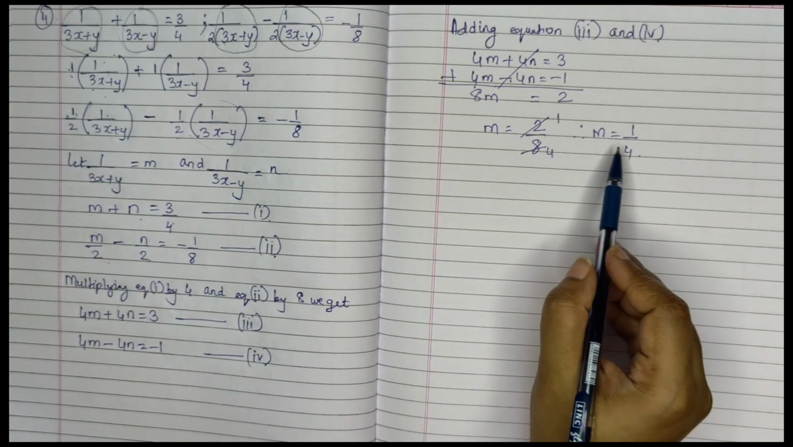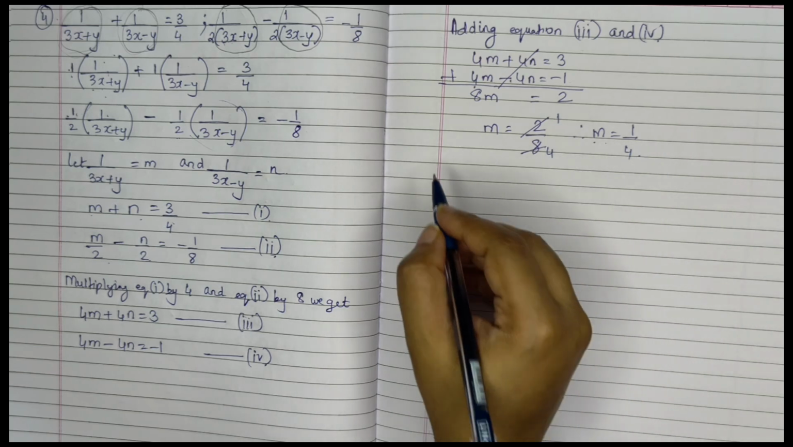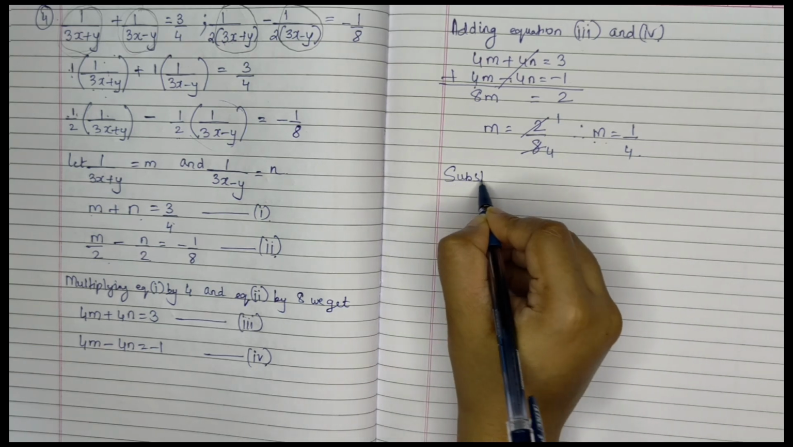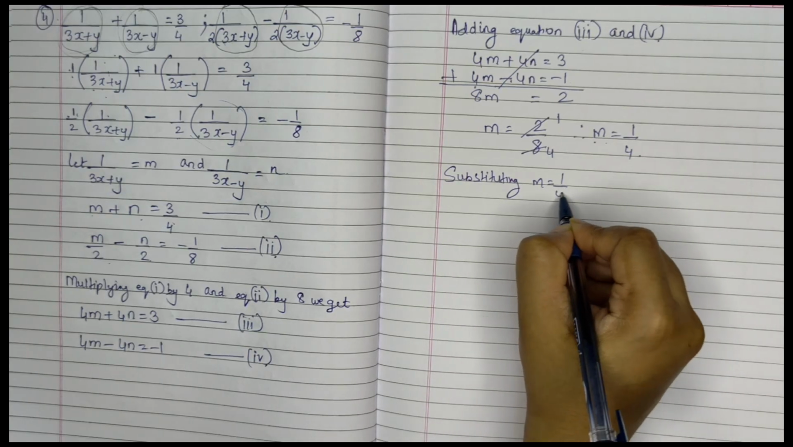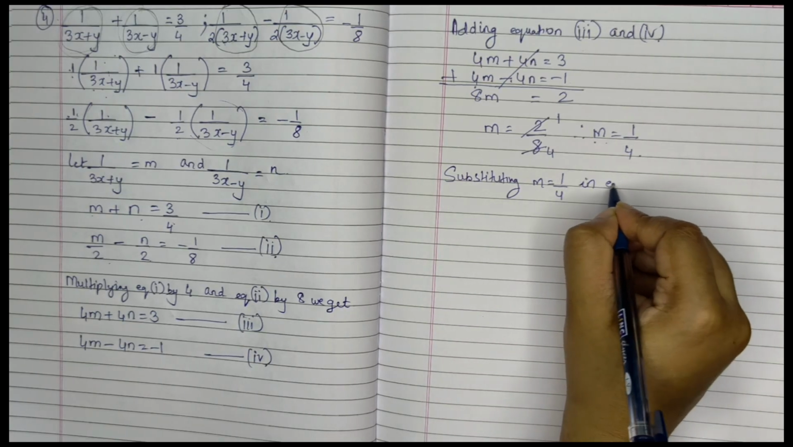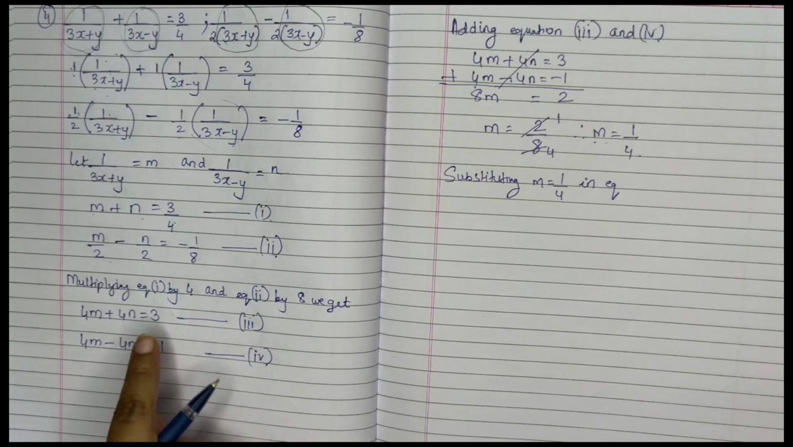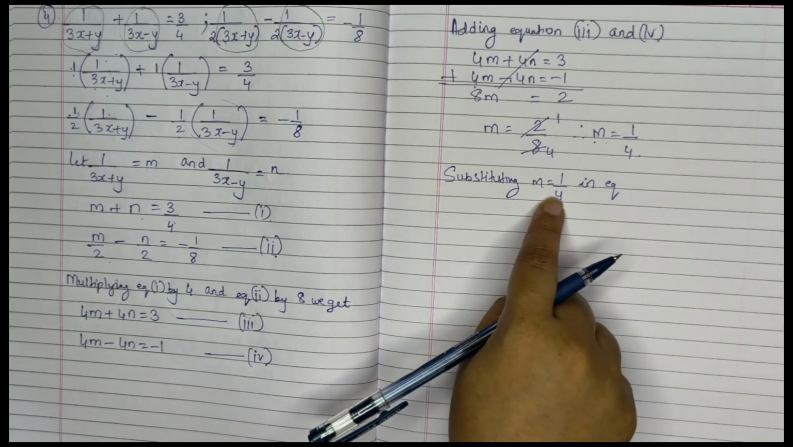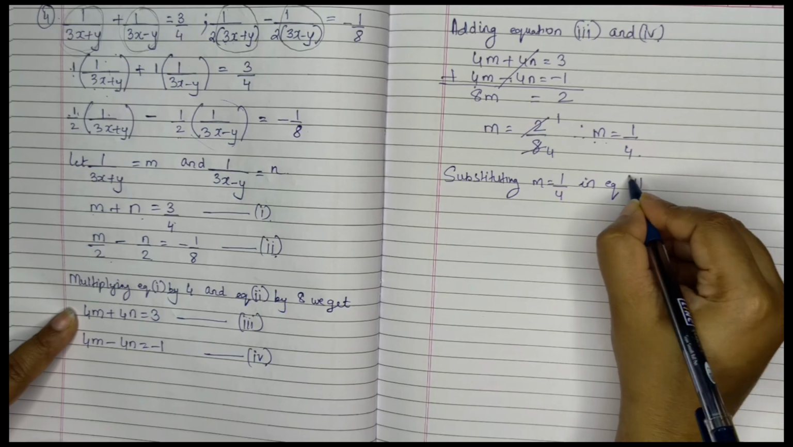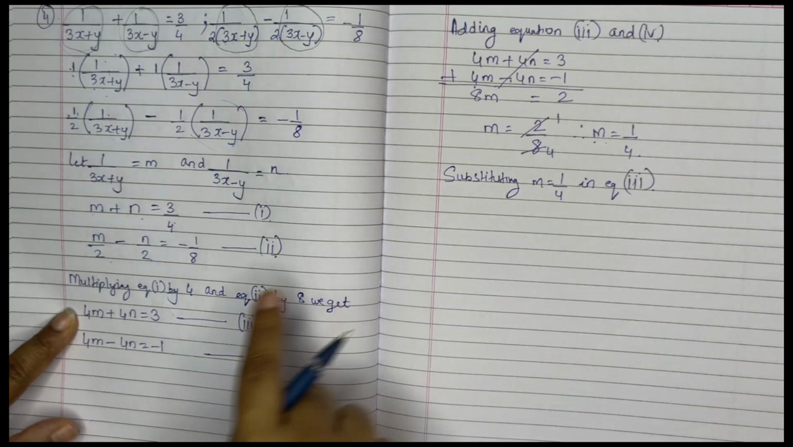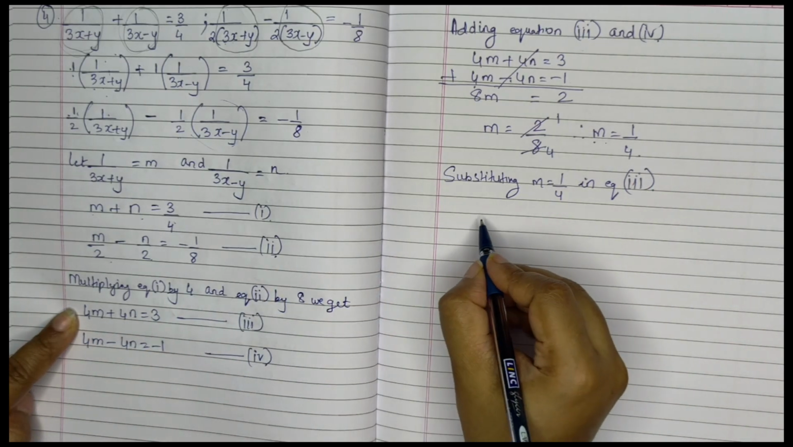Now we will substitute, we will get n. Now substituting m is equal to 1 upon 4 in equation. Take any one of these equations and substitute in that. So suppose I am taking m is equal to 1 upon 4 in equation 3. Okay, so the third equation I am taking.